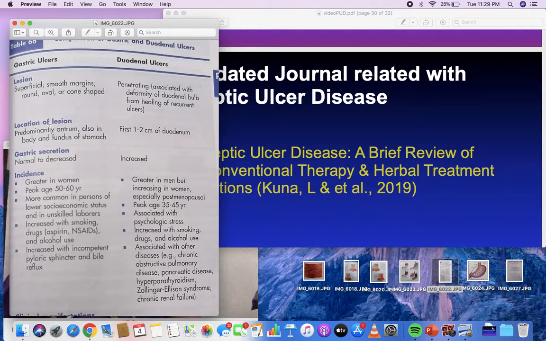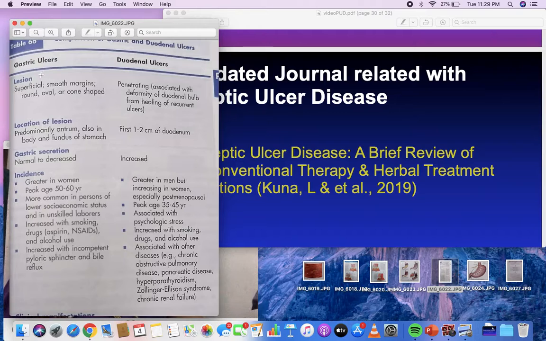For the location of lesion, a while ago I showed you the location, if it's gastric or duodenal. For gastric, it's predominantly the antrum, also in the body and fundus of the stomach. But if it's a duodenal ulcer, it's the first 1 to 2 centimeters of the duodenum. For the gastric secretion, for the gastric ulcer, it's normal to decreased. But for duodenal ulcer, it's increased.